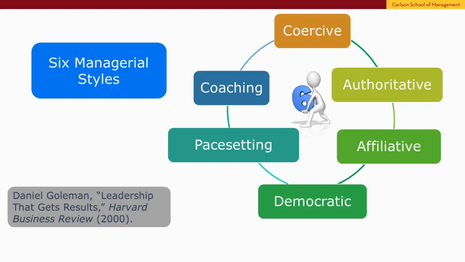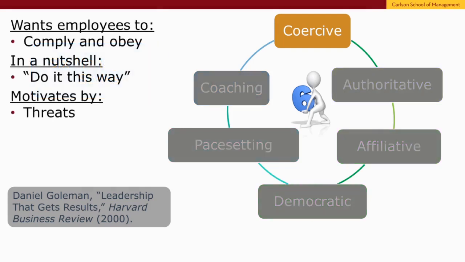Now, I'm first going to quickly run through each of the 6, and then we'll revisit each of them to think about good situations and poor situations, where these styles are a good fit, and situations where these styles aren't as strong of a fit. Okay, first, the coercive leader. A coercive leader is headstrong and authoritarian. This type of leader wants employees to comply and to obey. So in a sense, they say, do it this way, and motivate by threats.